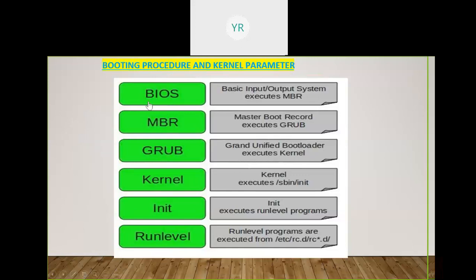The second one is MBR, master boot record. Third one is grand unified bootloader, GRUB. Fourth stage is kernel. Fifth stage is init. Sixth stage is run level. This is somewhat different from the RHEL 7 version. It is for 6 only.